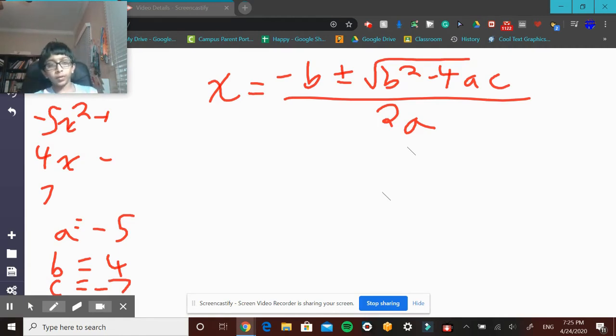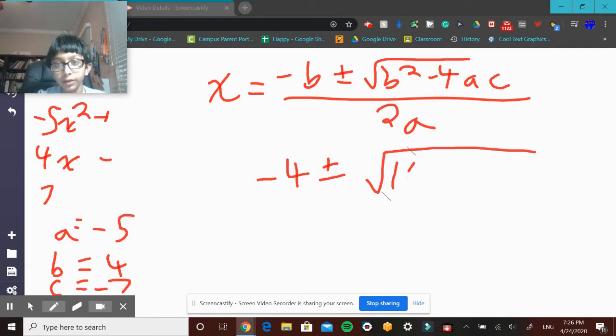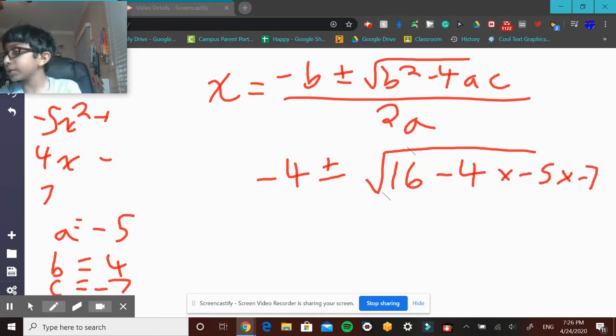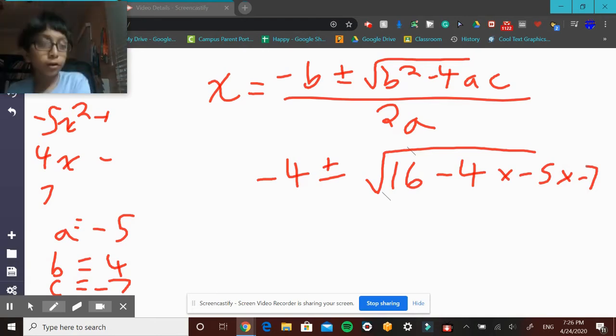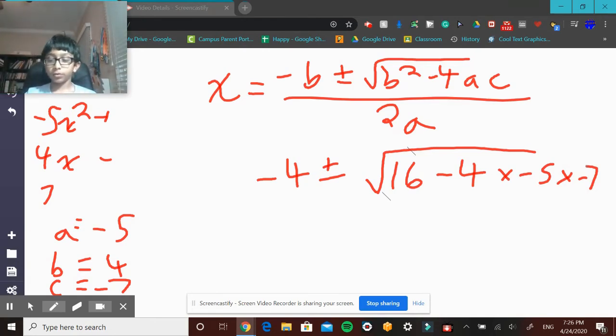Okay. And C is -7. So let's start with the basics. Negative B, so -4. Plus or minus, don't worry, we'll take care of the plus or minus. And the square root of B squared, which is 16, minus 4 times A, which is -5, times C, which is -7. So for this part, I'm going to grab my calculator and do a bit of math. We're going to take this part, minus 4AC. So I want you to put in your calculator -4 times -5 times -7. The answer which we get is -140.